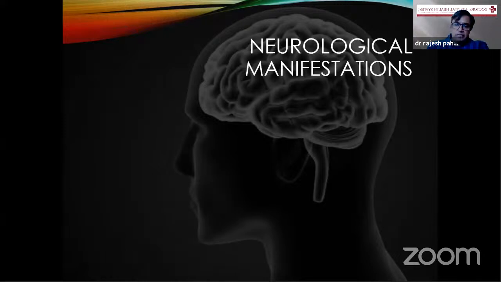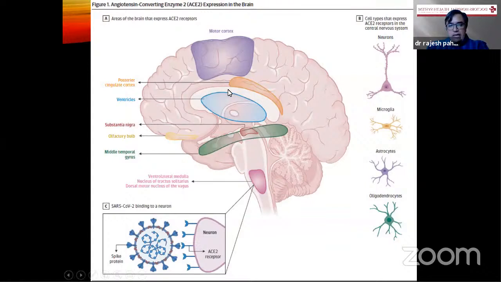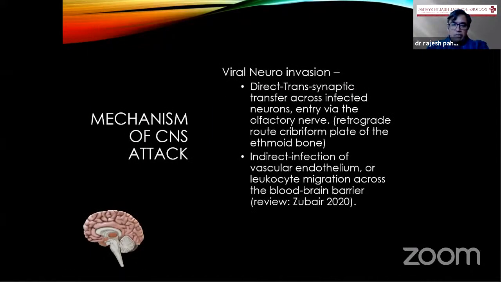Let's come to the neurological manifestations of COVID-19. So ACE2 receptors are expressed in different parts of the brain parenchyma as described in this image. The viral neuroinvasion can be direct transsynaptic transfer across the infected neurons, where they gain entry into the olfactory nerves via a retrograde route across the cribriform plate of the ethmoid bone. However, they can also reach the neural parenchyma after crossing the blood-brain barrier, and they gain access to the blood after crossing the respiratory epithelium.